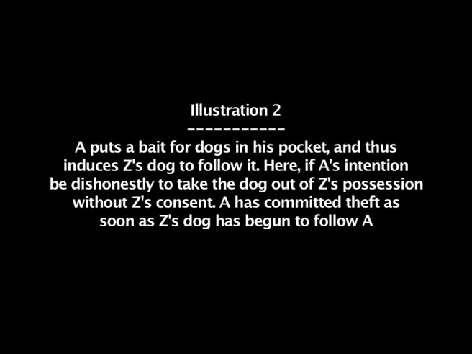For example, A cuts down a tree on Z's ground with the intention of dishonestly taking the tree out of Z's possession without Z's consent. Here, as soon as A has severed the tree in order to such taking, he has committed theft. Here's another illustration. A puts a bait for dogs in his pocket and thus induces Z's dog to follow it. Here, if A's intention be dishonestly to take the dog out of Z's possession without Z's consent, A has committed theft as soon as Z's dog has begun to follow A.